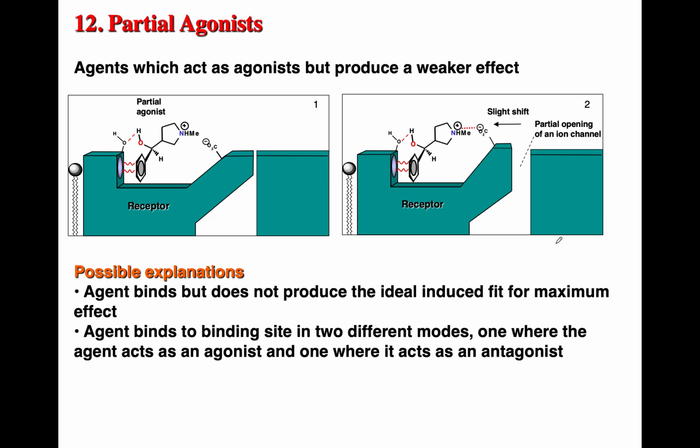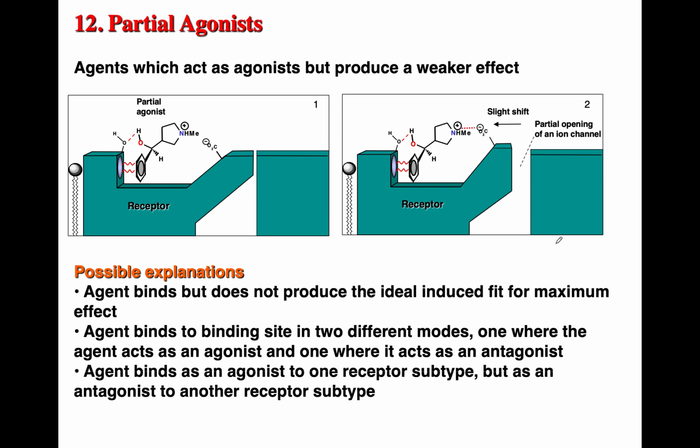So this agent does not produce the ideal induced fit for maximum effect. It could be that those agents bind in two different modes, one where the agent acts as an agonist and one where it acts as an antagonist, and then you basically have to balance out the effect between the agonist effect and the antagonist effect. Another way you can think about it is that the agent binds as an agonist to one receptor subtype and as an antagonist to the other receptor subtype. Again, in this case, you will have to balance out the agonistic effect versus the antagonistic effect.